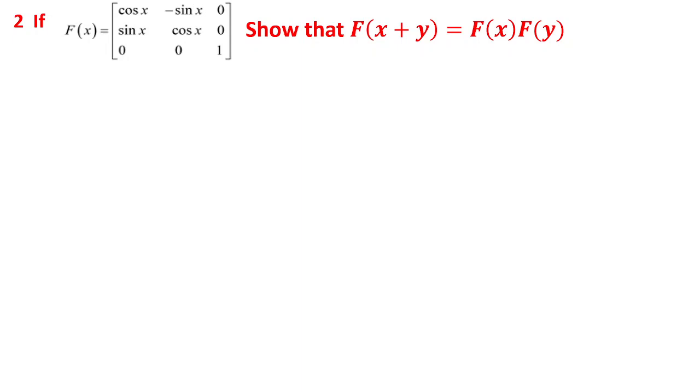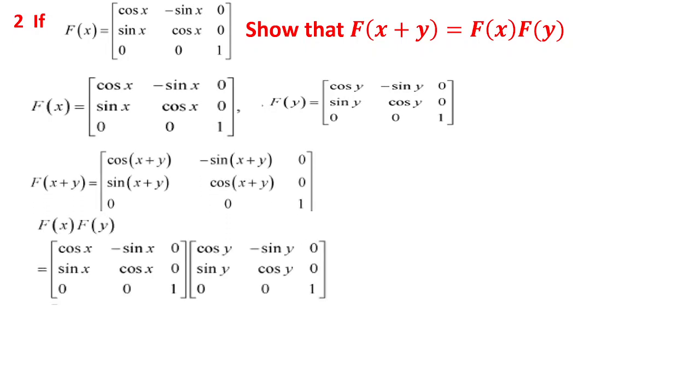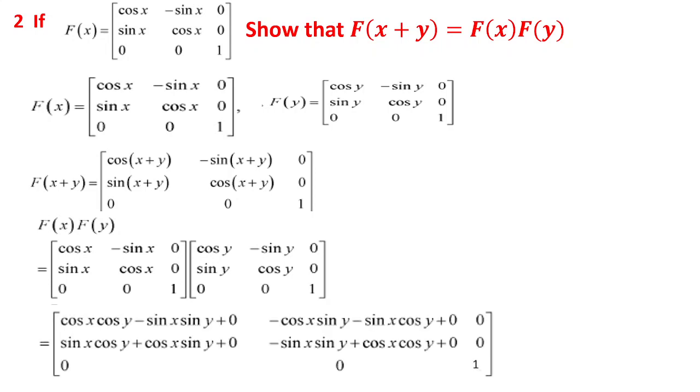Well, now what to do is, let us first write what is f of x. Let us write what is f of y. Let us try to find the right hand side, that is f of x into f of y. It is normal multiplication. All of you know how to do it. First row operated with the first column: cos x cos y minus sin x sin y plus 0. Again, first row operated with the second column: minus cos x sin y minus sin x cos y plus 0. First row operated with the third column: 0 plus 0 plus 0. Similarly, the second row operated, you get the second row. Third row operated with the columns, you get the third row.